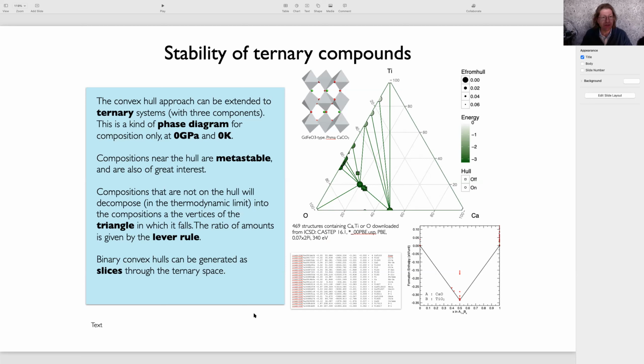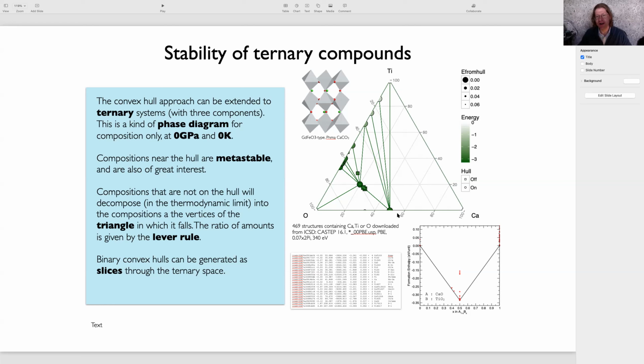ternary compounds as well. So here's an example for strontium, calcium, and oxygen. So for calcium titanate, famous perovskite material, in this case here, I just downloaded all of the compounds from the ICSD containing calcium, titanium, and oxygen, calculated the energies, and then followed this procedure for computing the convex hull. This time, because it's got 3 components, we form this ternary plot, this triangle ternary plot. So here you've got 100% oxygen, 0% calcium, 0% titanium. And then here we've got 100% calcium, here we've got 100% titanium, and in the middle somewhere we've got calcium, titanium, oxygen as the mix.